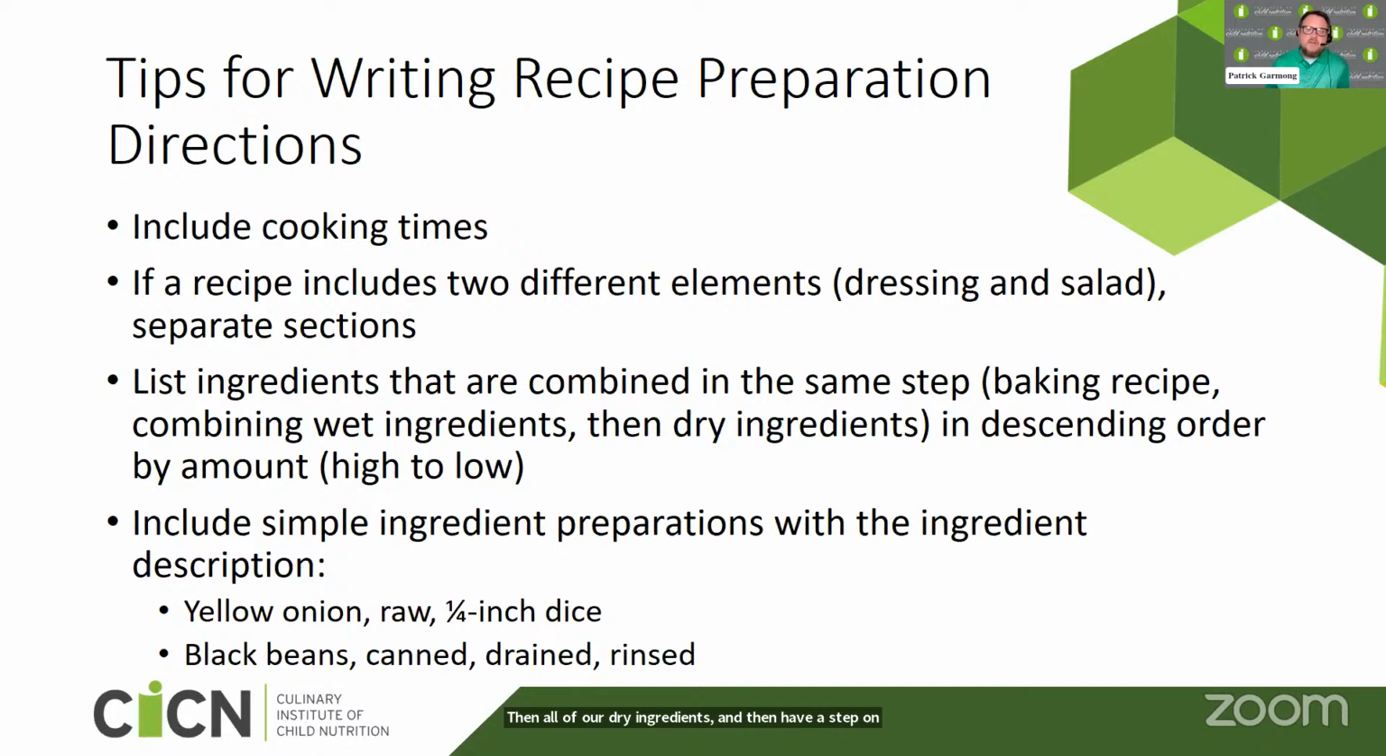And then include simple ingredient preparations with ingredient descriptions. So again, we're going back to that carrot, but here's another example with some raw yellow onions. So it's onion, yellow onion, raw, 1/4 inch dice, and black beans, canned, drained, rinsed. You might have a recipe that you don't want to rinse those beans, right? And that you want to reserve that liquid. So you might change that instead of rinse to reserve liquid for another step. So it's important to be detailed on those.